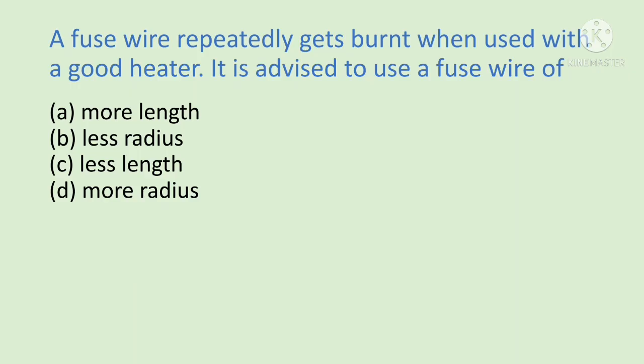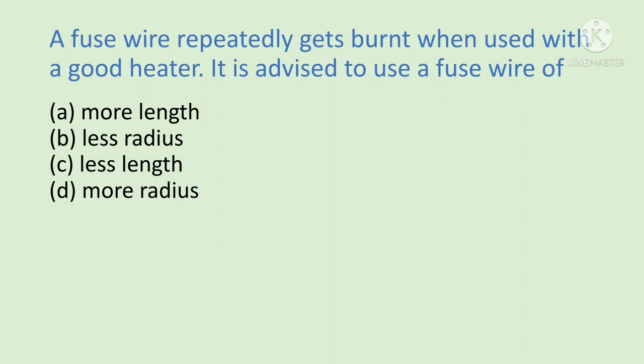A fuse wire repeatedly gets burnt when used with a good heater. It is advised to use a fuse wire of: option A, more length; option B, less radius; option C, less length; option D, more radius. First of all, we are using a good heater, but the fuse is going off repeatedly. Then we should think what to do with this. So you can't use a more length fuse because the fuse is already fixed.